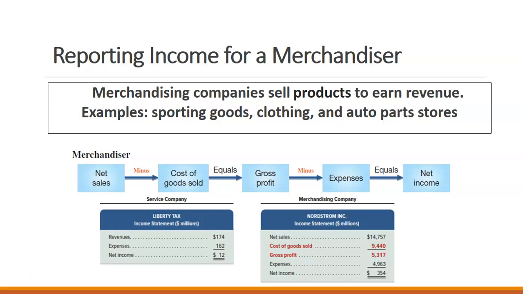So with a merchandiser, we add this component called cost of goods sold. The cost of goods sold is our inventory cost. So what we pay to keep inventory for resale. So our gross profit then is the difference between the sales cost and the cost of that inventory. After our gross profit, we subtract expenses and get our net income. So in chapter 4, we're adding those inventory components of cost of goods sold and gross profit to our income statement.